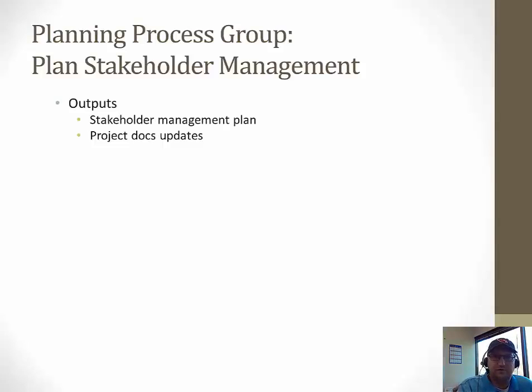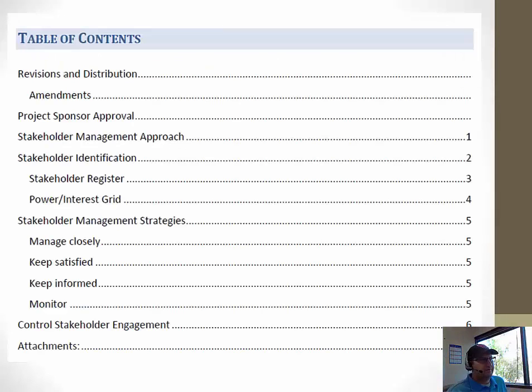So what does the stakeholder management plan contain? Well, here's an example template. Here's a table of contents of a stakeholder management plan. Project sponsor, stakeholder management approach, our identification, which includes a register, power interest grid, strategies: manage closely, keep satisfied, keep informed, monitor, etc. Control their engagement and any attachment.